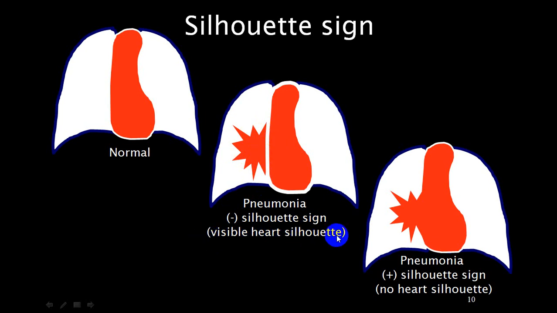So if I can see the clear-cut margin of the heart, we say there is no silhouette sign. That we call a negative silhouette sign. But if there is a pneumonia overlapping the heart and I cannot identify the border of the heart and I cannot identify the margin of the pneumonia, then we call it silhouette sign present or positive, where I cannot identify the normal cardiac silhouette, which ideally means borders. So then you call it silhouette sign positive.